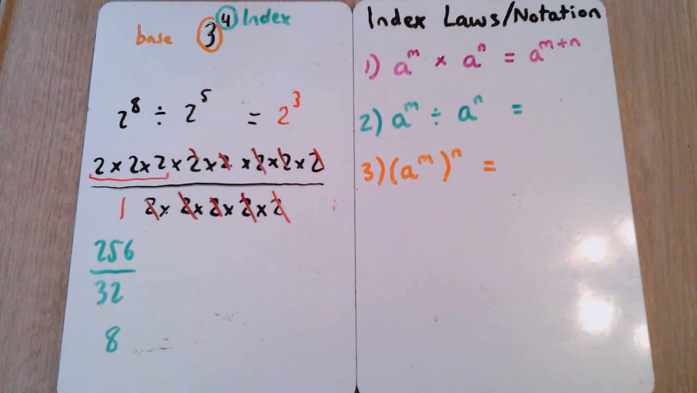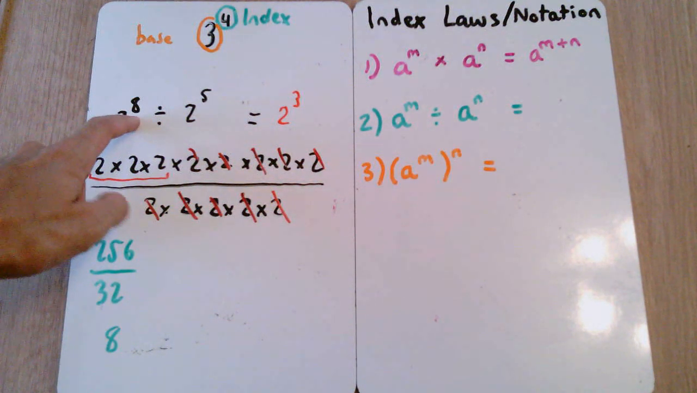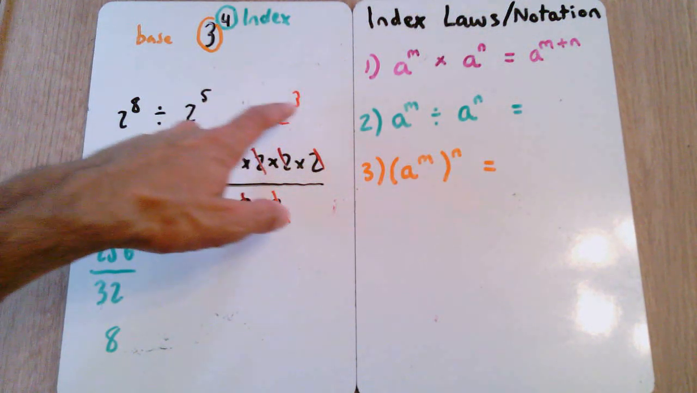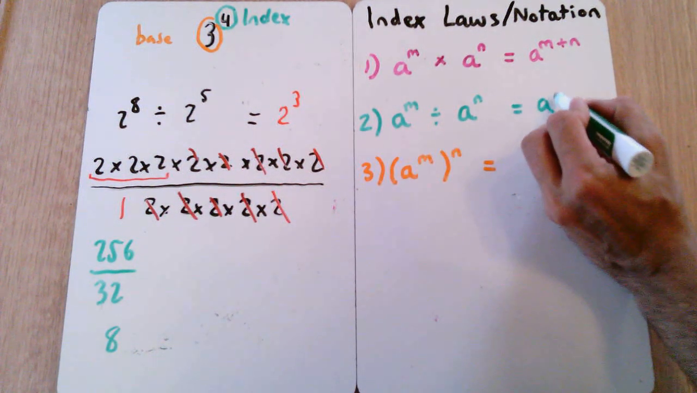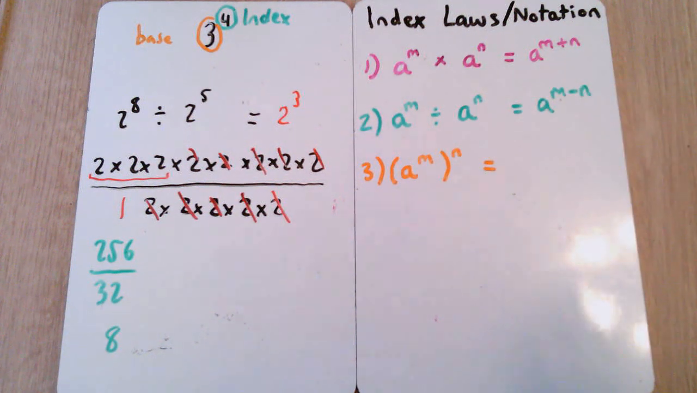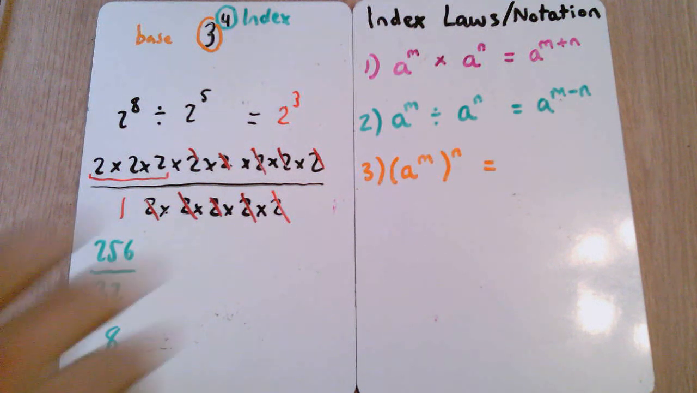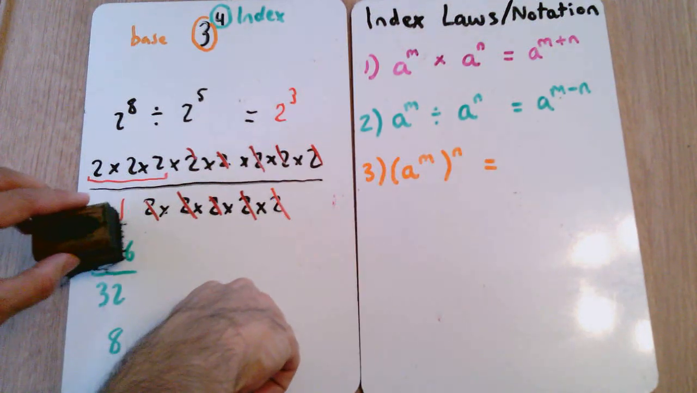But again, that's quite long-winded. We have to write that all out. There is a simpler way. And actually, again, if you look at the indices, 8 and 5 subtract to make 3. And that is the rule for division. When you are dividing indices with the same base, you simply subtract the powers. So a to the m minus n. So we looked at multiplication and we've looked at division, and we've seen that when you multiply, you add, and when you divide, you subtract.